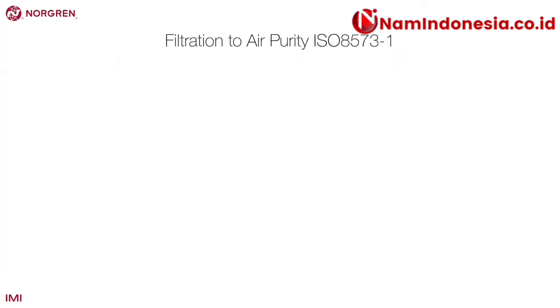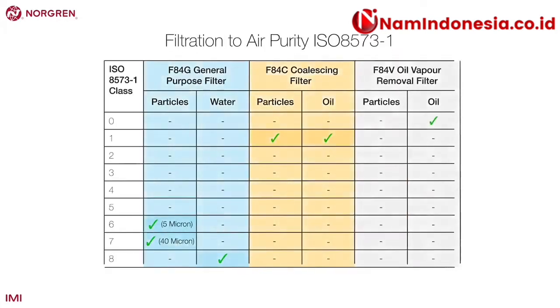The elements used within any of these filters will have a classification code relating to their suitability and micron rating. You can see that the Norgren F84G general purpose filter, for example, has two classifications, one for particles and one for water. Coalescing or oil vapor removal filters would also have two classifications, one for particles and one for oil.